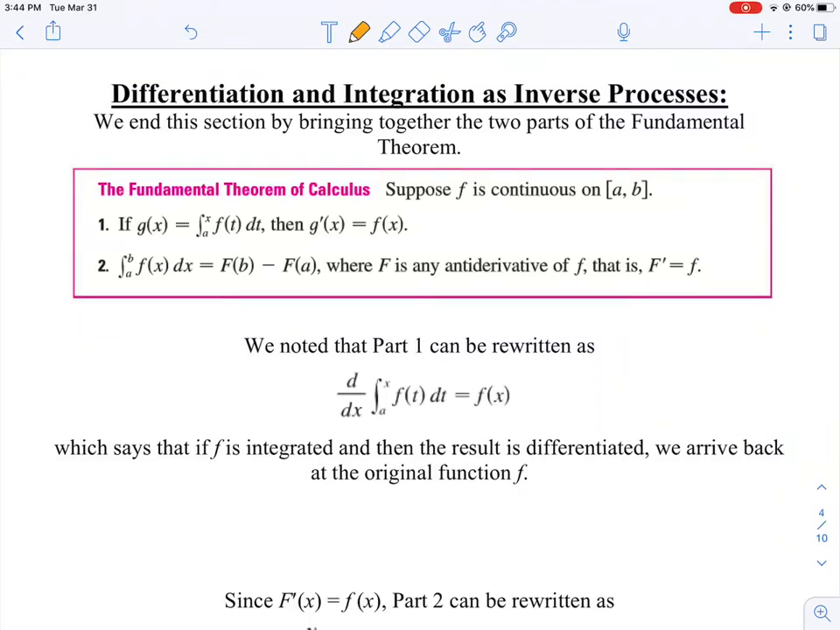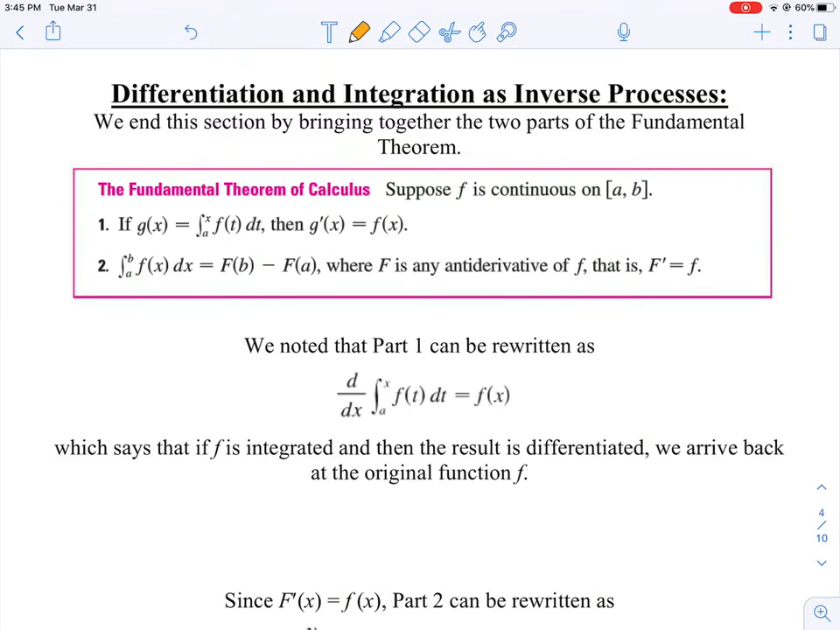Okay guys, we're in section 5.3 and we've already discussed one of the pieces of our fundamental theorem of calculus, that we can integrate, find the antiderivative from A to B. But there's a second piece. Before we do that second piece, I want to ask you a few questions.